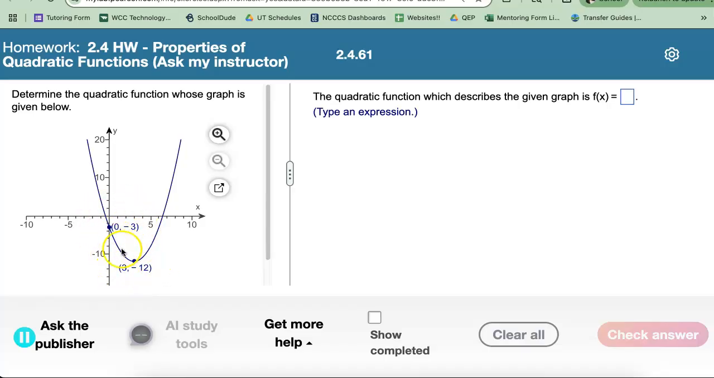Now, because I'm given the vertex, it's very clear I'm leaning towards vertex form right now. And then what I could do is use this second point to help me find out a little bit more information and complete the vertex form. Some other options for quadratic functions are standard form or general form, and factored form, but I don't have enough information from the graph alone to pursue those forms. So vertex form it is.